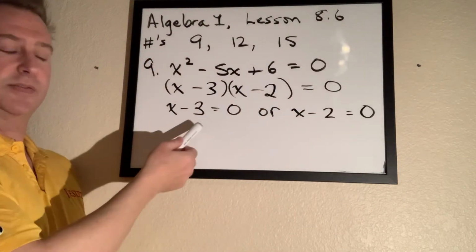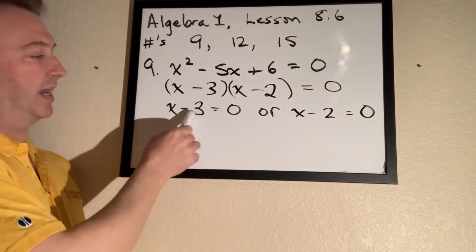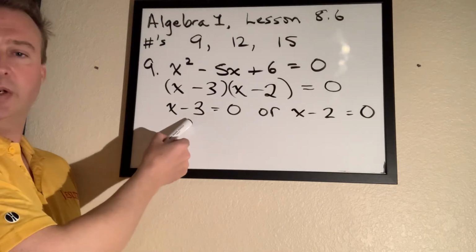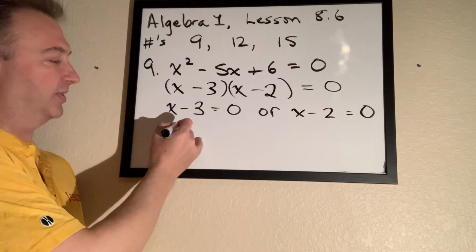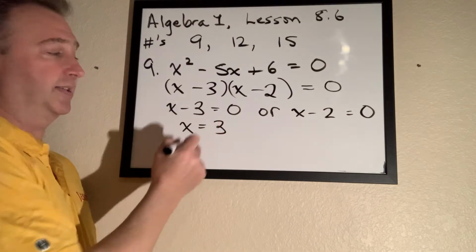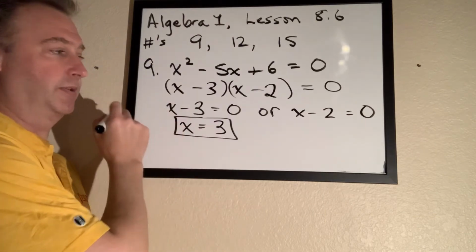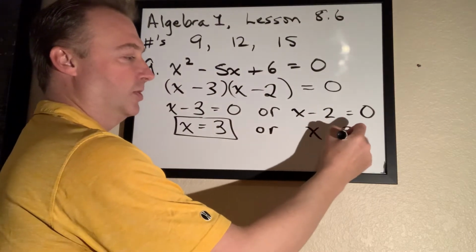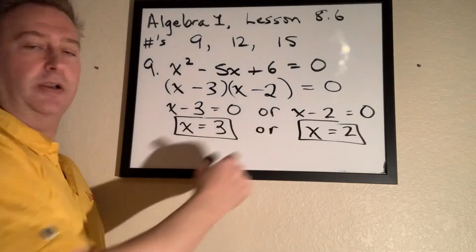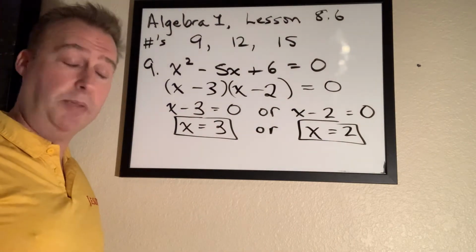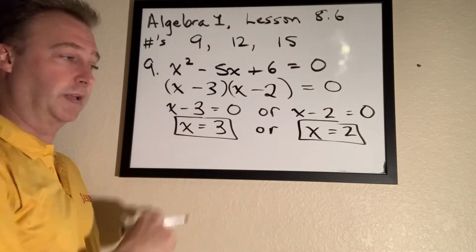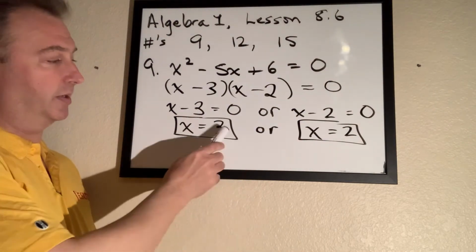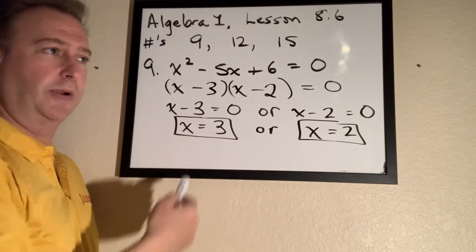And now it's a simple matter of solving out each of those equations for x. And you can show the little work where you add 3 to both sides, but you can just do that in your head. x is 3, that's one of your solutions. Or what? Or x is 2. So there are your 2 solutions there. Now on paper, this is a perfectly acceptable way, I think, to write the answer: 2 solutions with the word or joining them.